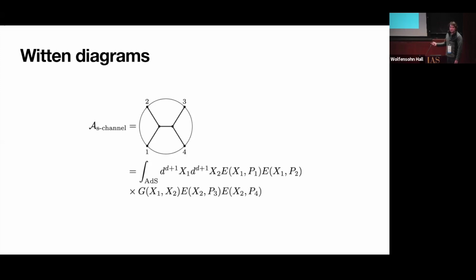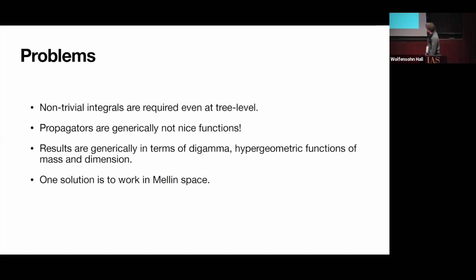And then there are 2 vertices, X1 and X2, which correspond to the bulk coordinates integrated over, dX1 and dX2. So what's the problem with this picture? Well, I focused on flat space. At tree level, our amplitudes are rational functions. This breaks down in AdS and de Sitter.